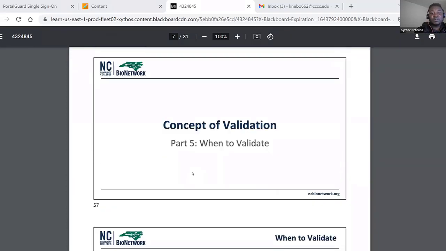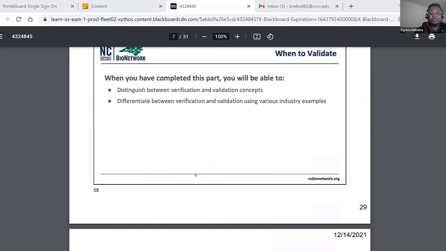All right, now we're going to part 5, when to validate. So in this section, you'll be able to distinguish between verification and validation concepts. You'll be able to differentiate between verification and validation in various industry examples.